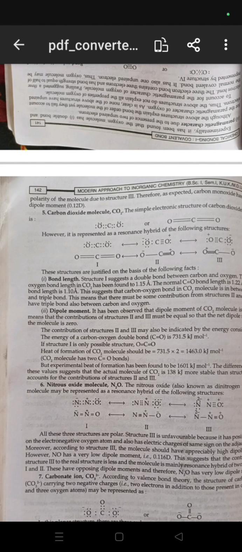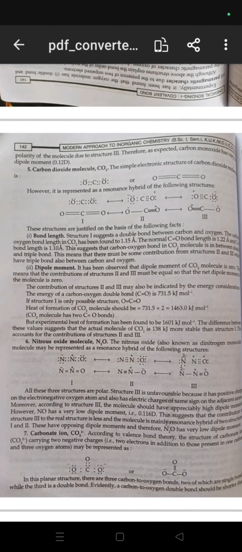This suggests that the carbon-oxygen bond in the CO2 molecule is between a double and a triple bond. This means that there must be some contribution from structures second and third, which have a triple bond between carbon and oxygen. Second, dipole moment.